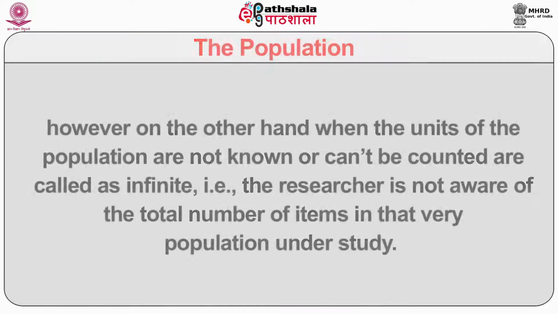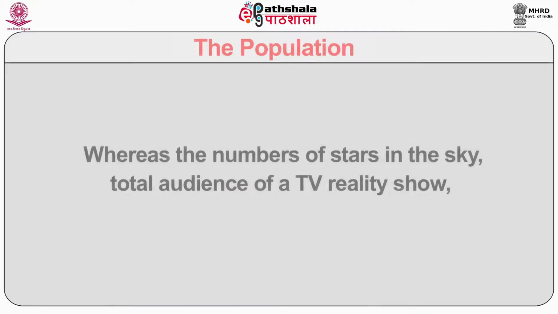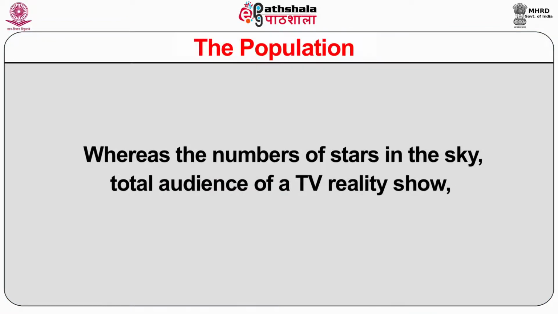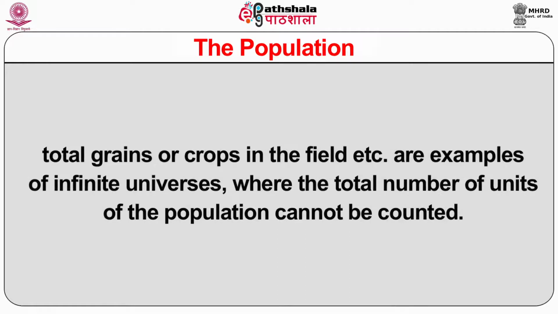The total number of residents of a city or town, and the number of students in a college or a university are a few examples of a finite universe, where the total number of constituents of the universe can be counted, whereas the number of stars in the sky, the total audience of a TV reality show, total grains or crops in the field, etc. are examples of an infinite universe, where the total number of units of the population cannot be counted.